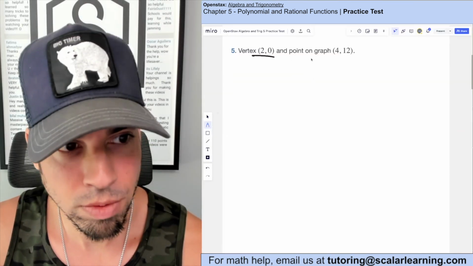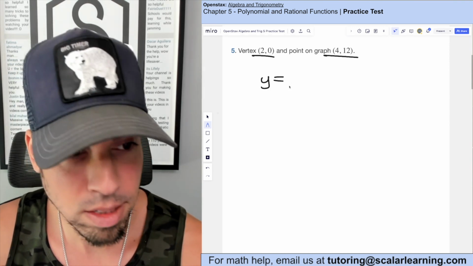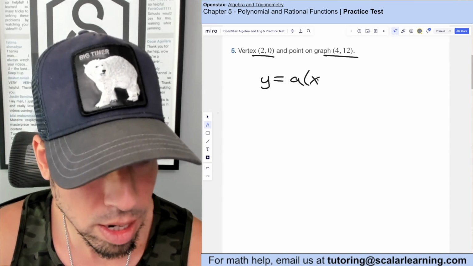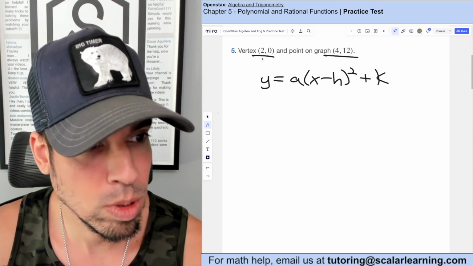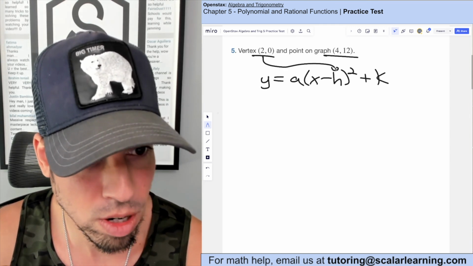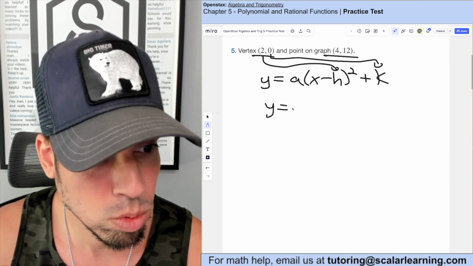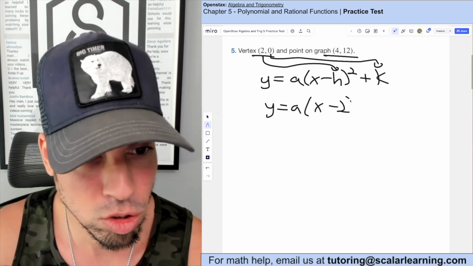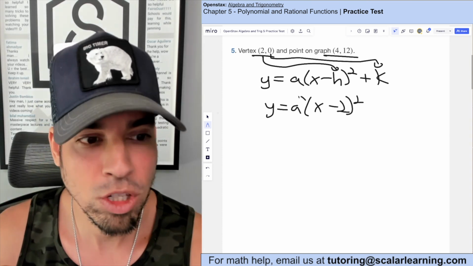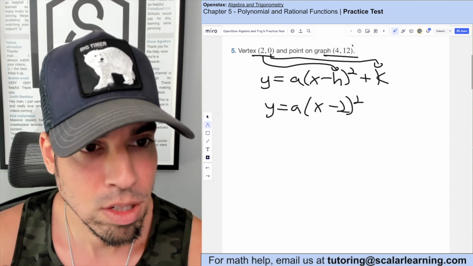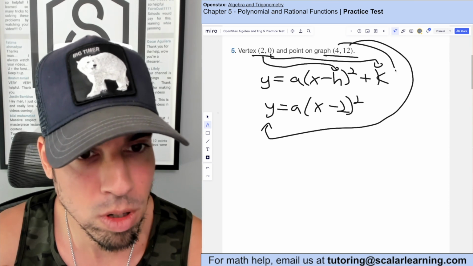For this one, we know the vertex and we know a point on the graph. So we're going to start with vertex form, aka standard form of a quadratic, which is a times x minus h squared plus k. And since we know the vertex, it plugs in for h and for k, right? So now we have y equals a times x minus 2 squared plus 0 for k. So I don't need to write that. And then the question is, what is that a term? Well, they give us another coordinate, which is 4, 12. 12 is the y value. 4 is that x value.